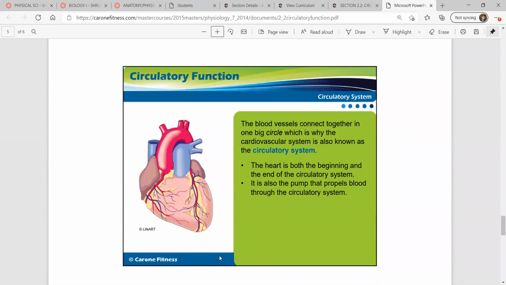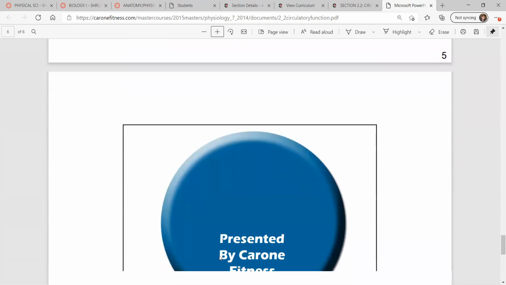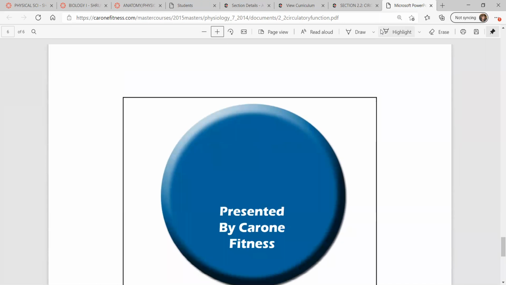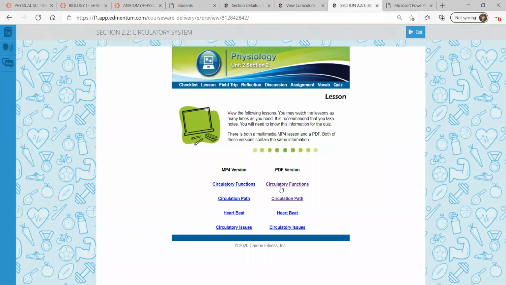The blood vessels connect together in one big circle, which is why the cardiovascular system is also known as the circulatory system. The heart is both the beginning and the end of this system. It is also the pump that propels blood through the circulatory system. And that is it for that function section.